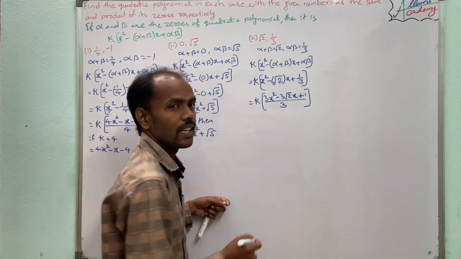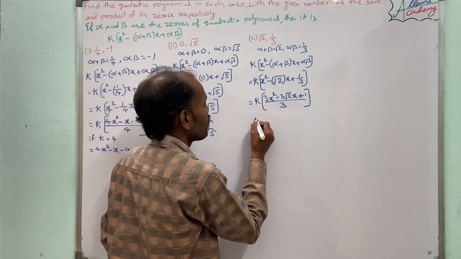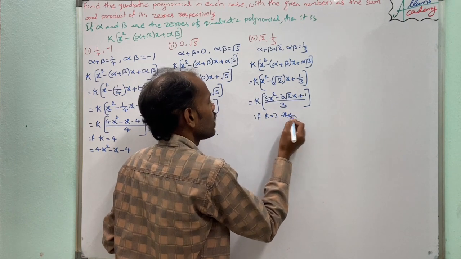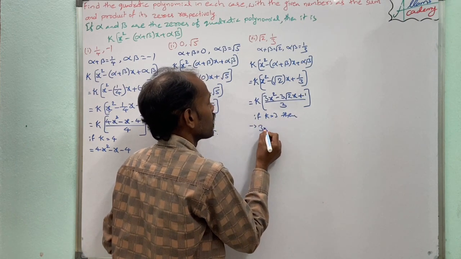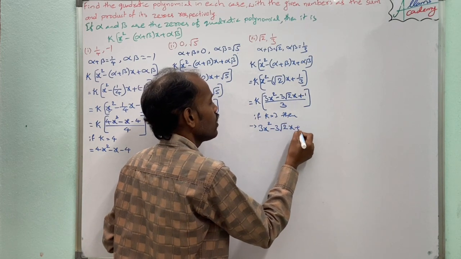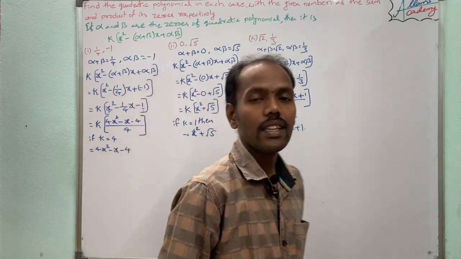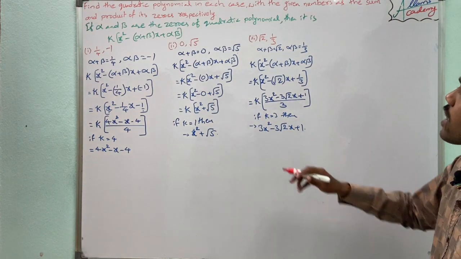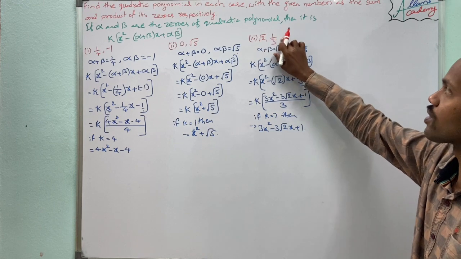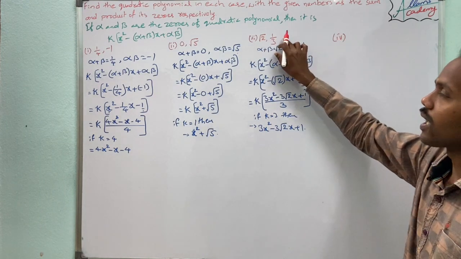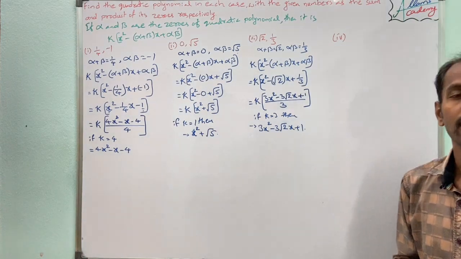So here the denominator is 3, so we fill k equal to 3. Then the quadratic polynomial is 3x² minus 3√2 x plus 1. That is the quadratic polynomial for which the sum of the zeros of the polynomial is √2 and the product of the zeros of the polynomial is 1/3.